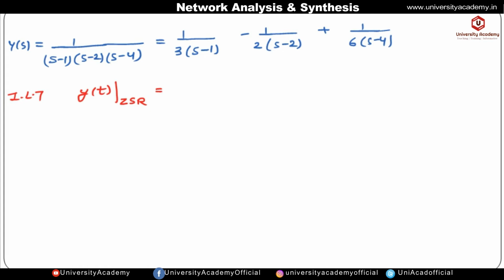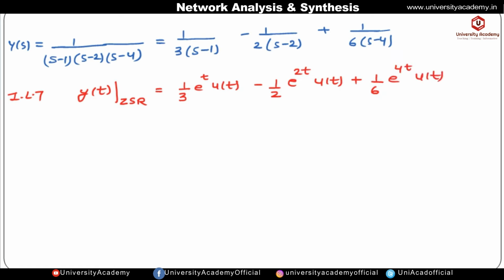So the inverse Laplace transform of 1 by 3 into s minus 1 is 1 by 3 into e to the power t into u of t. Then it is minus 1 by 2 into e to the power 2t into u of t, and then it is 1 by 6. The inverse Laplace transform of 1 by s minus 4 is e to the power 4t into u of t.